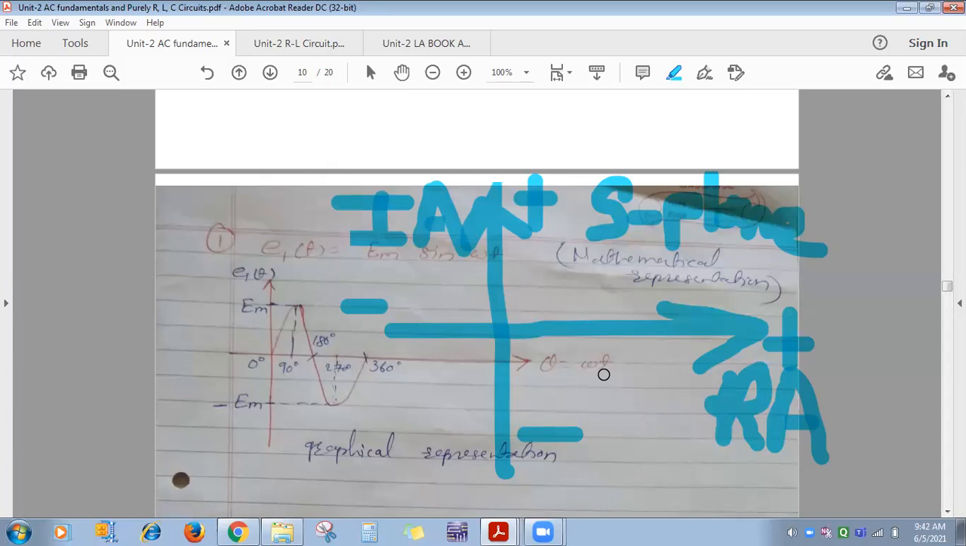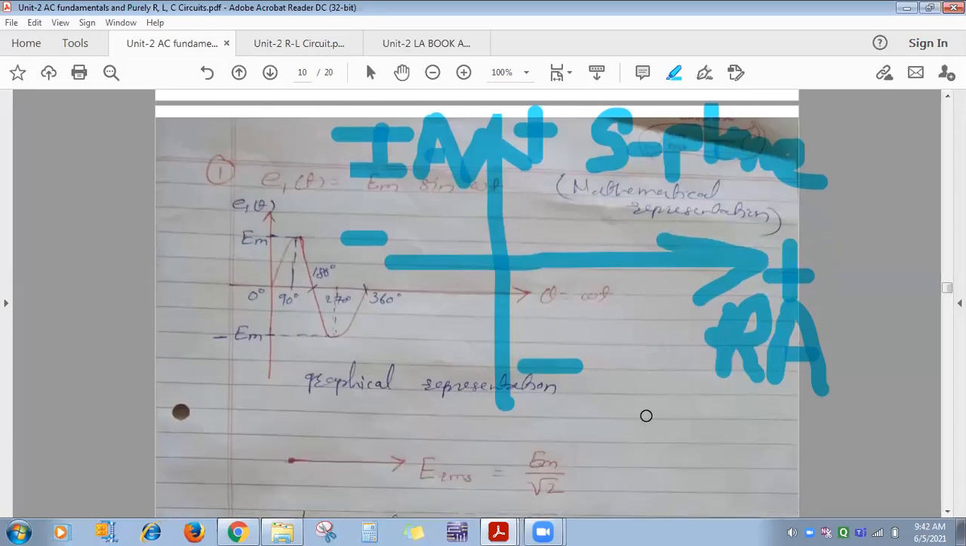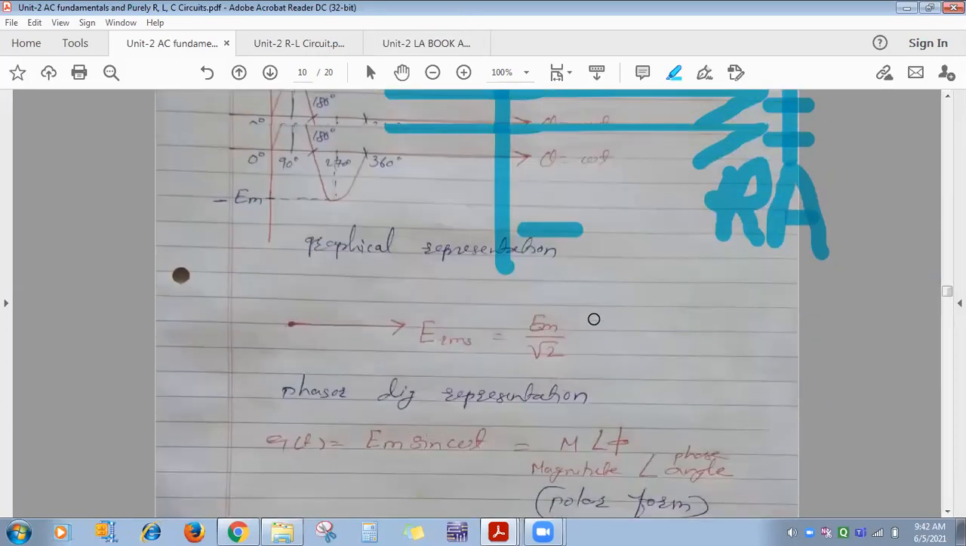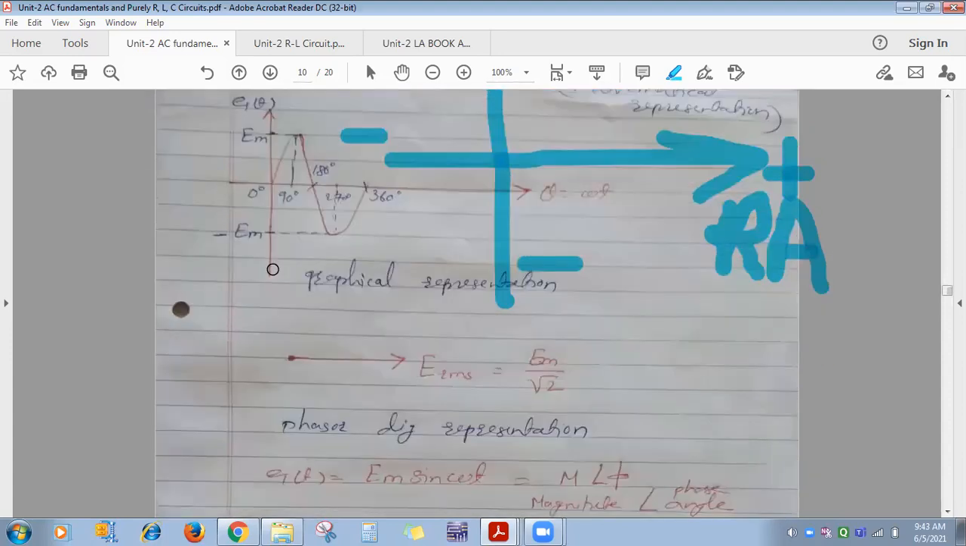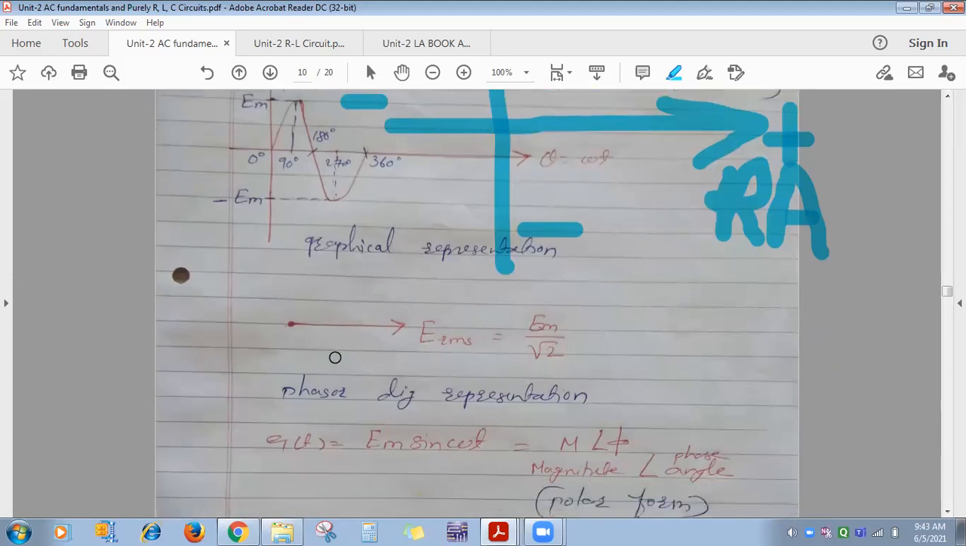Real axis. X-axis is the real axis. And what is the y-axis called in the S-plane? Imaginary axis. Okay, so positive and negative axis it is. Whatever this e of t, Em sin of omega t, you can represent it in an S plane in the form of a phasor diagram. It will have direction and magnitude.